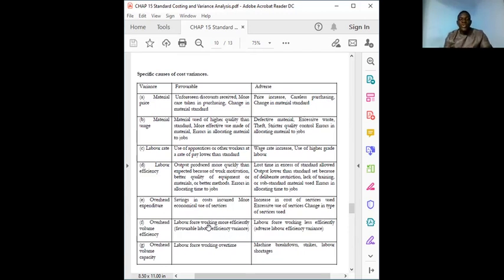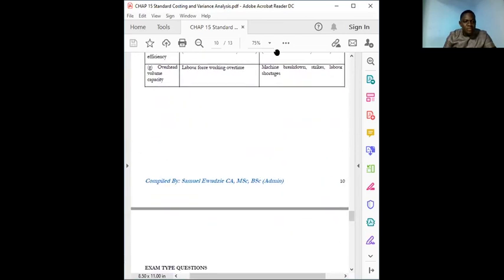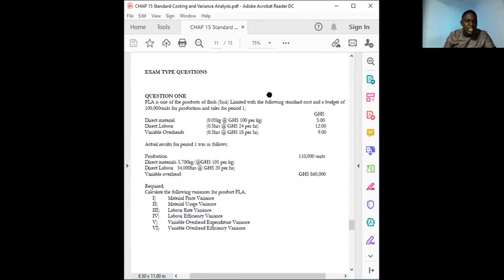Okay, good. So these are specific causes. Great. Then we have the general causes. All right. Now, let's look at some exam type questions. How do we go about computing the variances? Okay, good. So let's look at this.